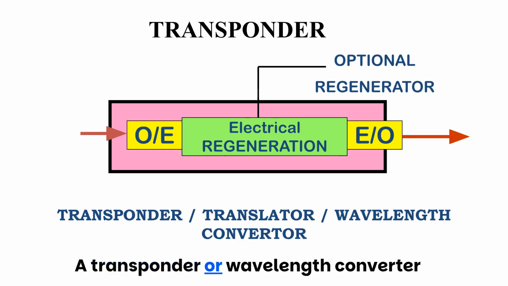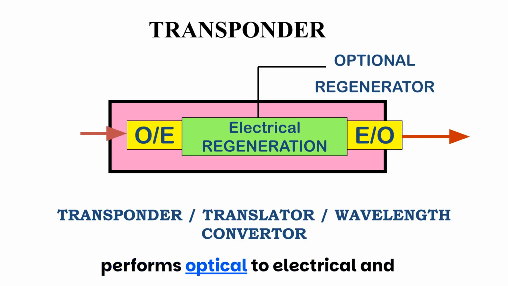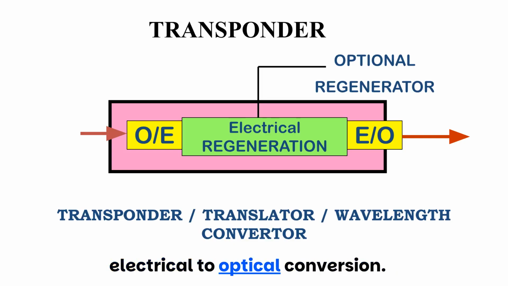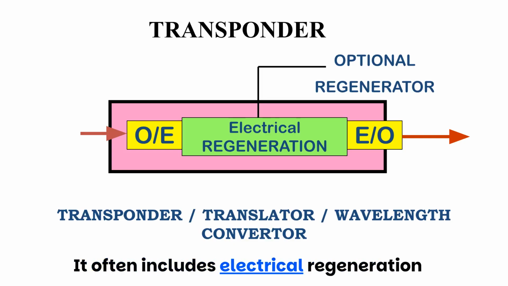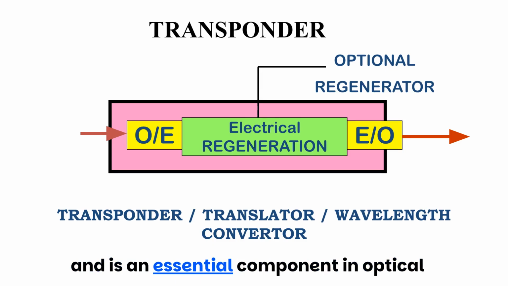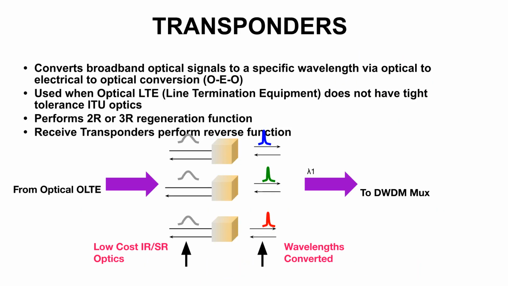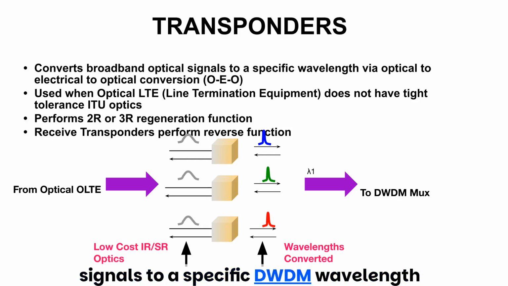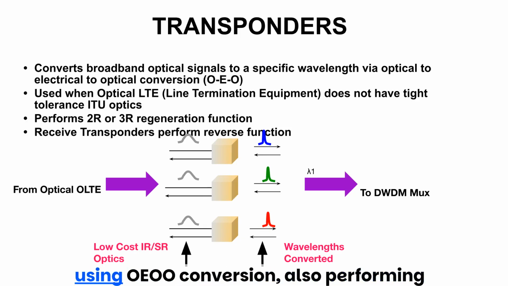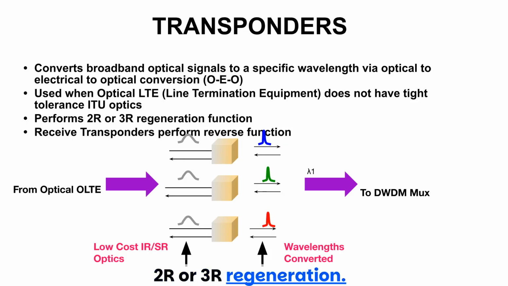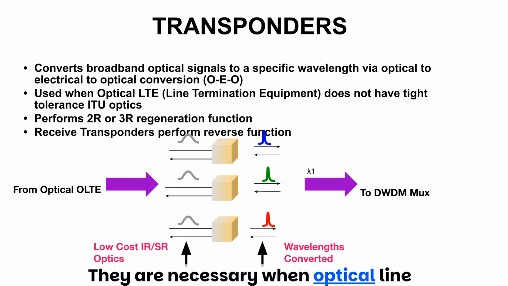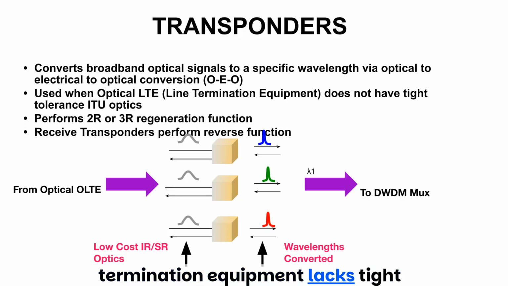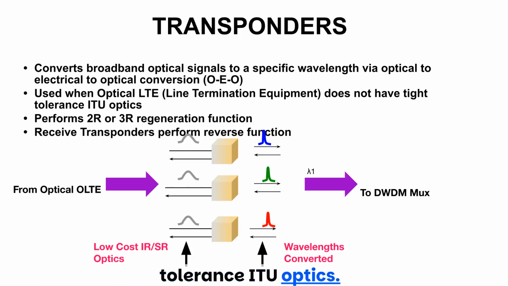A transponder or wavelength converter performs optical to electrical and electrical to optical conversion. It often includes electrical regeneration and is an essential component in optical networks. Transponders convert broadband optical signals to a specific DWDM wavelength using OEO conversion, also performing 2R or 3R regeneration. They are necessary when optical line termination equipment lacks tight tolerance ITU optics.